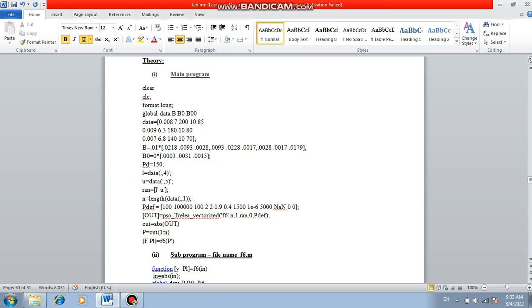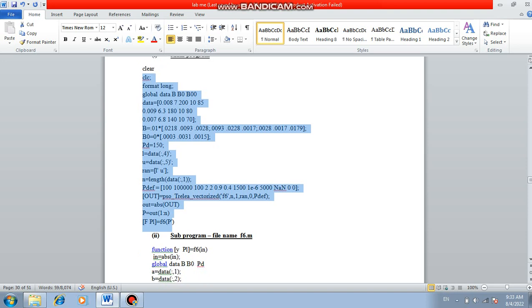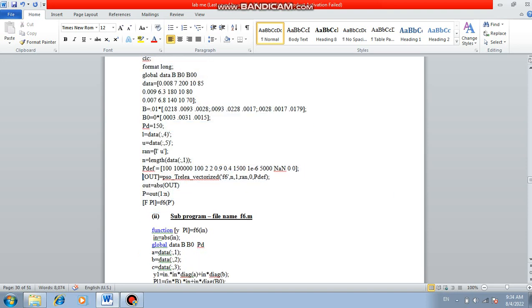Here is the main program. All the input data have been stored: the B0, B0n and Bmn coefficients. This is a loss-included case. Previously we solved the lossless case, and now I have solved the loss-included case. The Bmn coefficients and B0 are known coefficients, so they have been taken. Then the demand, lower bound, upper bound, everything has been taken, and at last I have written the output statement.